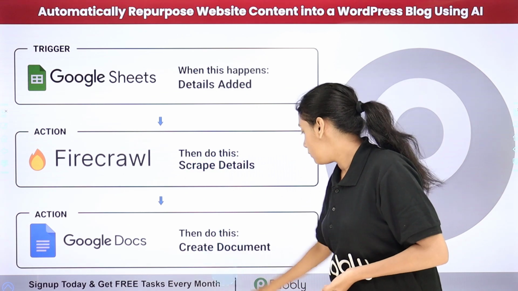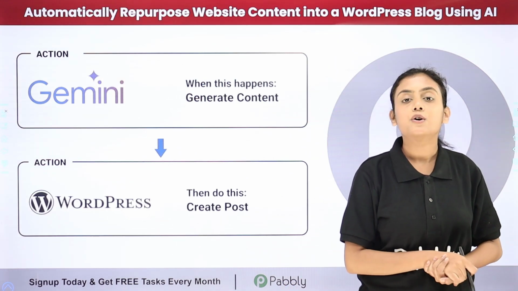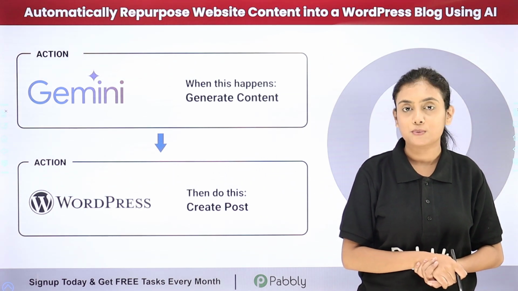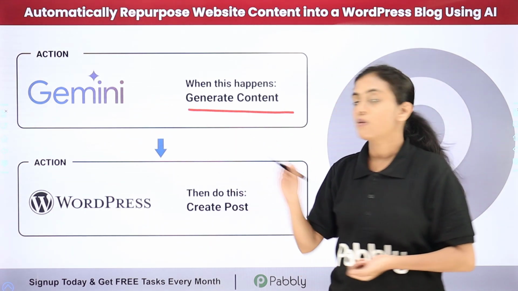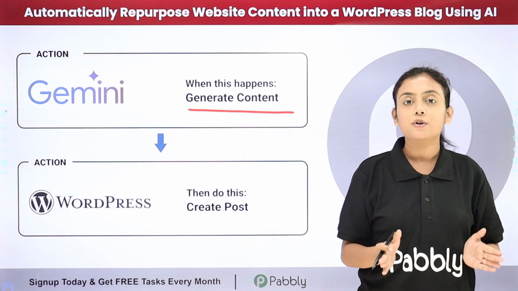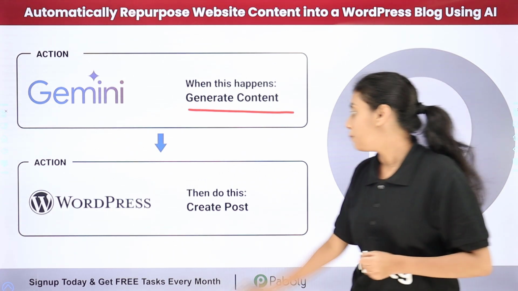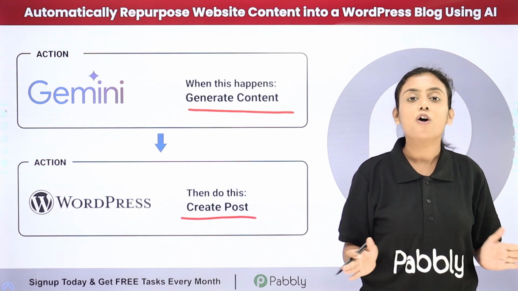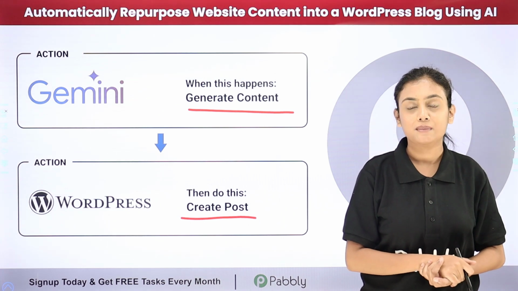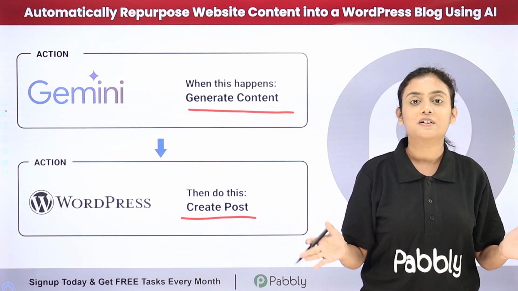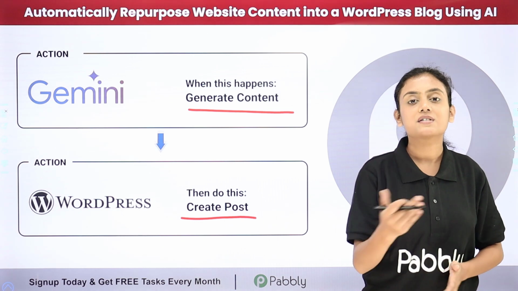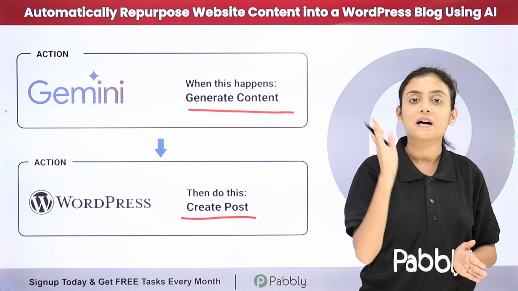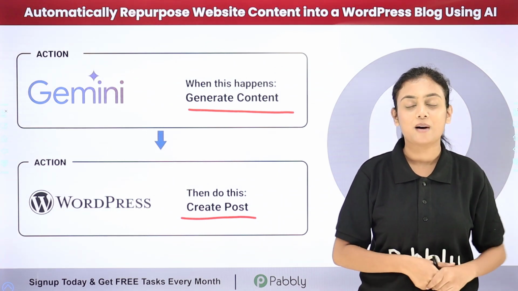Next, I want to regenerate that content using Google Generative AI, that is Google Gemini. So I'm going to regenerate the content using Gemini, and as I generate the content, I want to post that content and create it as a post in my WordPress site. Now doing all of this manually takes a lot of time. So what I did was I simply created an automation using Pabbly Connect, which is an amazing automation and integration software. So if you want to learn about this amazing automation, then let me take you to my screen.